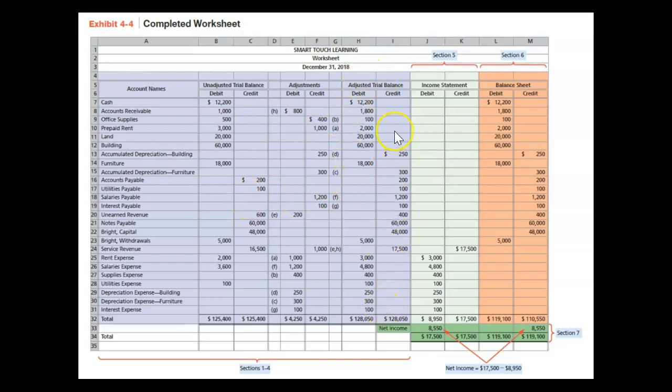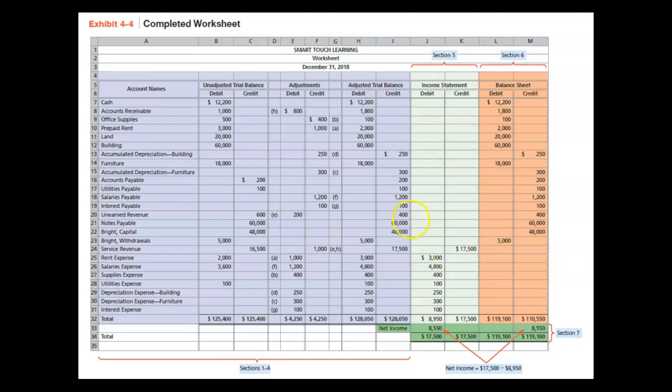Now all you're doing is you're taking these numbers from the adjusted trial balance and planning out your financial statements. So the income statement, we know income statements are for revenue and expense accounts. So our first revenue, and our only revenue account, is service revenue. We look at the adjusted trial balance. It has a $17,500 credit balance. We're just sorting that into the income statement column. We're not doing anything to the balances here. So it's a $17,500 credit in the adjusted trial balance. We put it as a credit in the income statement. We're not changing any balances.